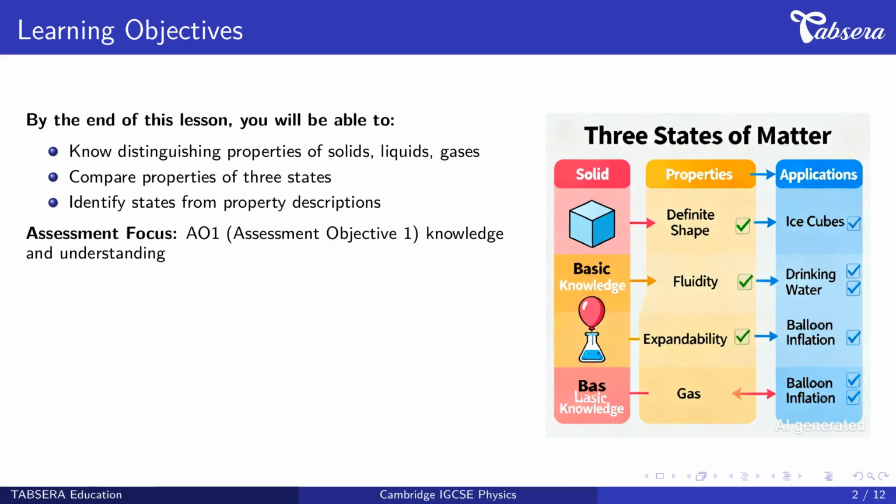By the end of this lesson, you will be able to: first, know the distinguishing properties of solids, liquids, and gases. This means understanding what makes each state unique. Second, compare properties of the three states. You'll identify similarities and differences systematically. Third, identify states from property descriptions. This skill helps you recognize states in exam questions. These objectives align with AO1, Assessment Objective 1, which focuses on scientific knowledge and understanding.